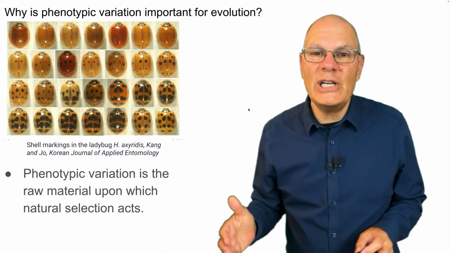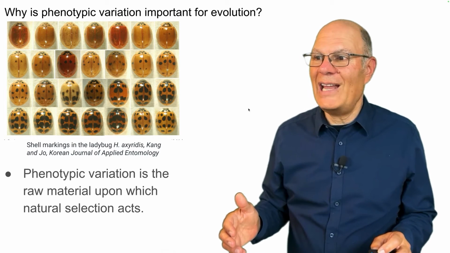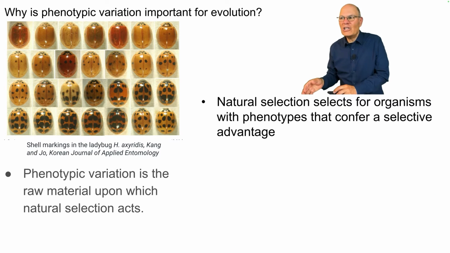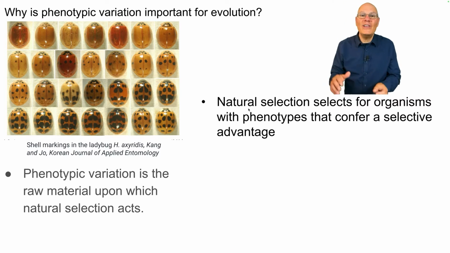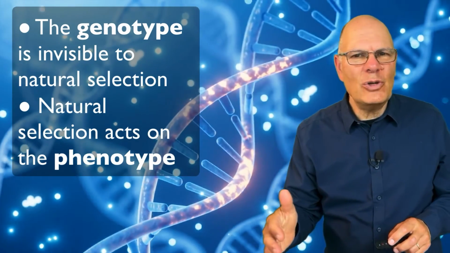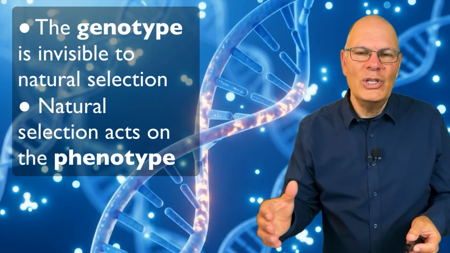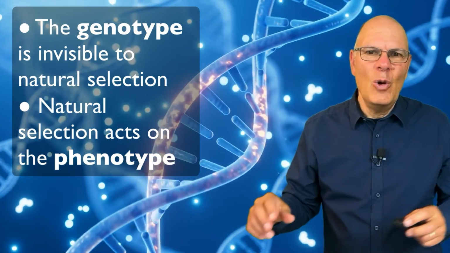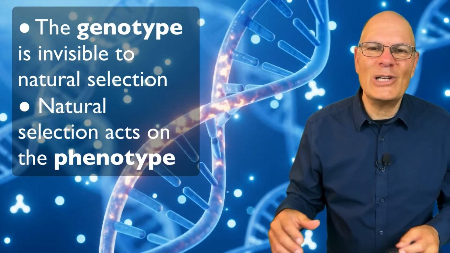Phenotypic variation is essential for evolution. It's the raw material upon which natural selection acts. Natural selection selects for organisms with phenotypes that confer a selective advantage. Remember that the genotype is invisible to natural selection. What natural selection sees, what natural selection acts upon, is the phenotype.